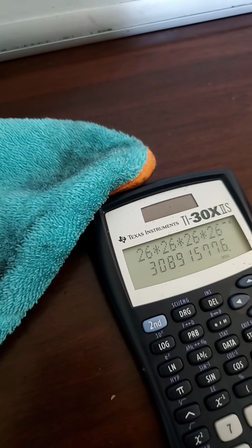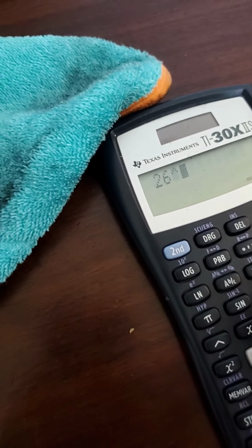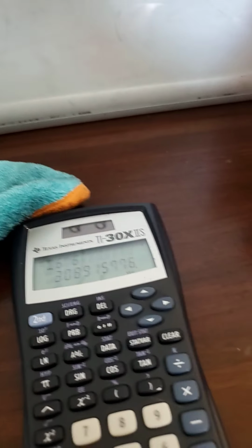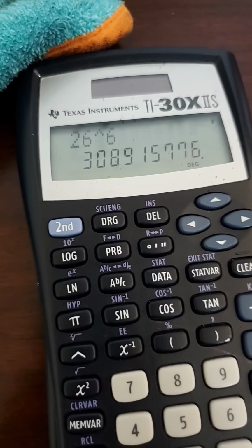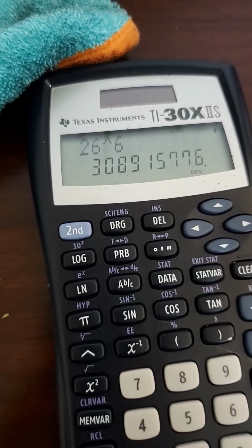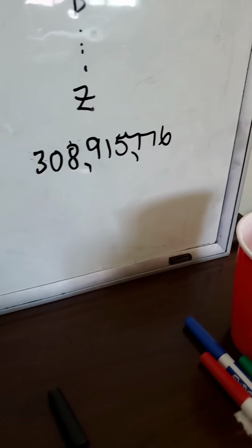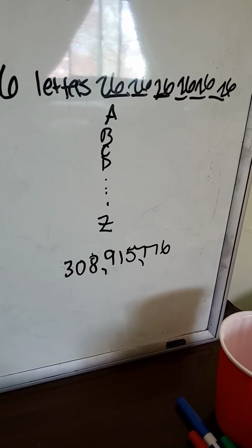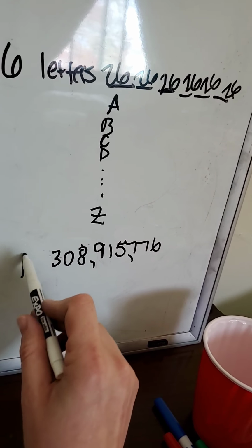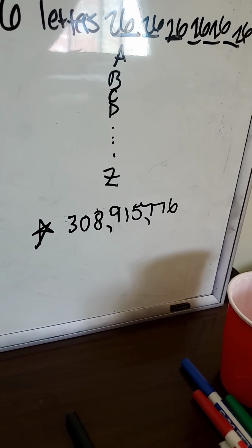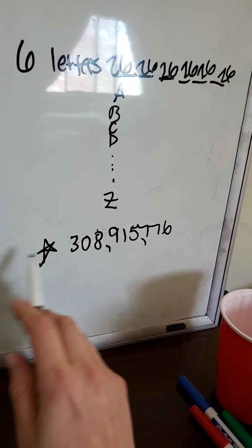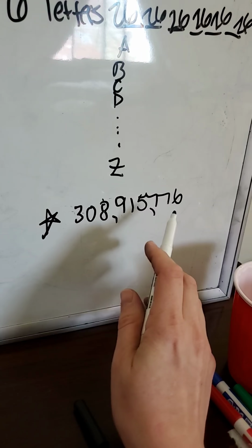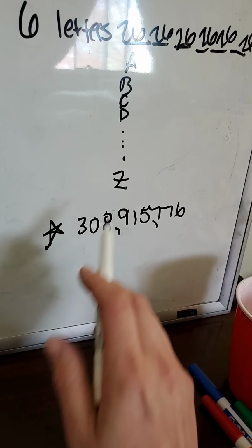All right, that's a lot of different combinations. An easier way to do this would be 26 to the 6th power. Okay, so 308,915,776. Woo! Okay. So far, the 6-letter password seems to be a lot more secure. Why is that? Because there's a lot more different combinations. It would take a lot longer for a computer or a person to hack into this password.